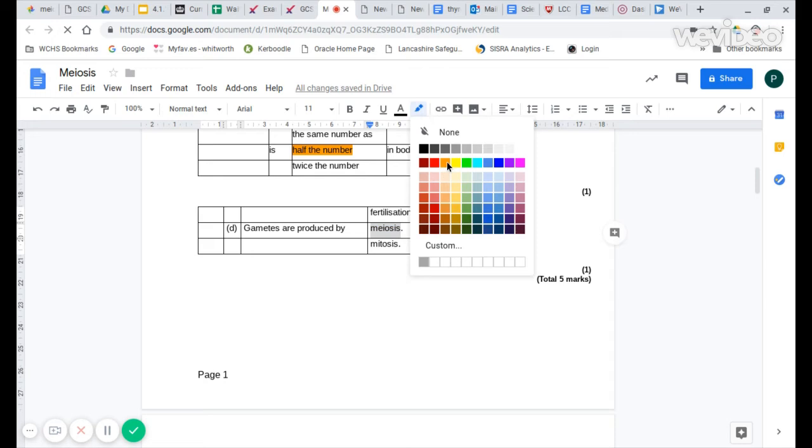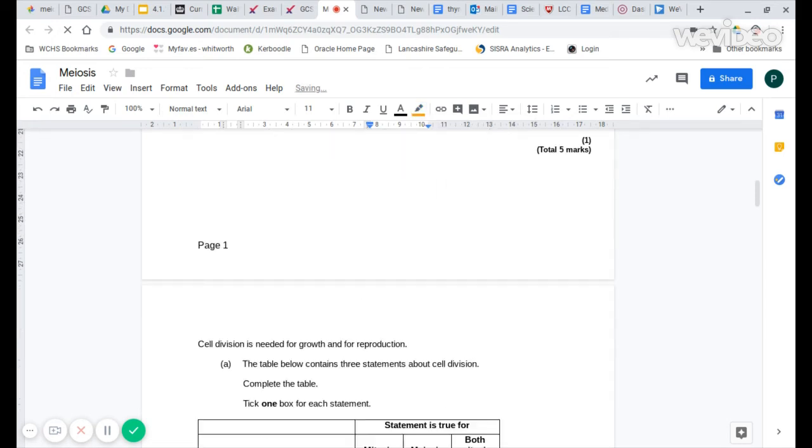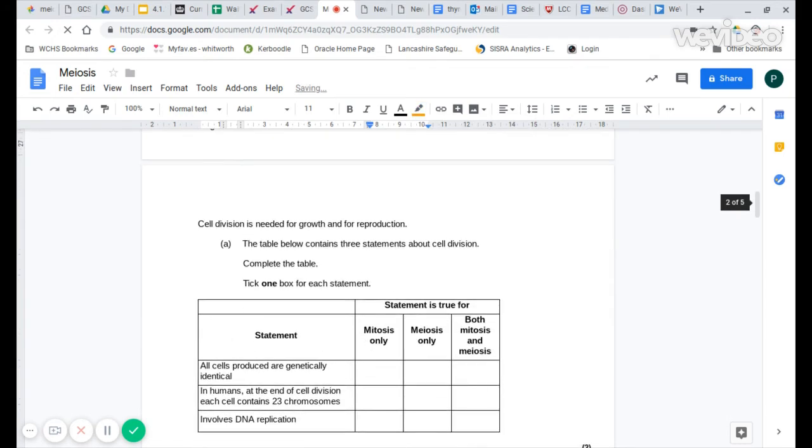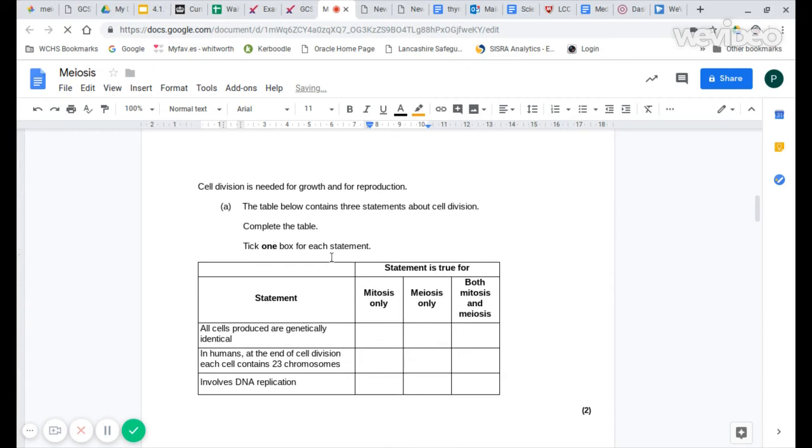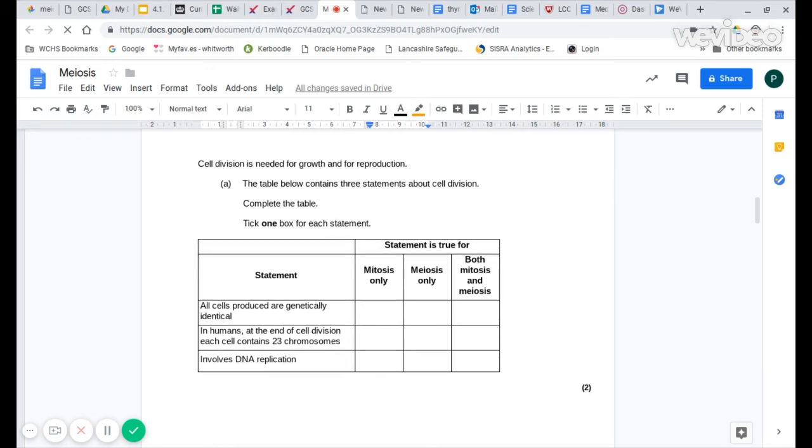And then moving onwards to the next question. Cell division is needed for growth and for reproduction. So we've got both different types of cell division going to be asked for. The cell division for growth is mitosis, that's growth and repair, and for reproduction, so that is producing the sex cells, gametes, sperm and egg cells, and so this is going to be meiosis. So this is one to look at both.